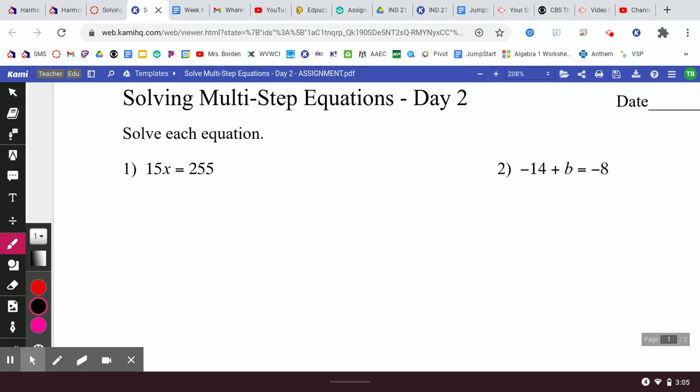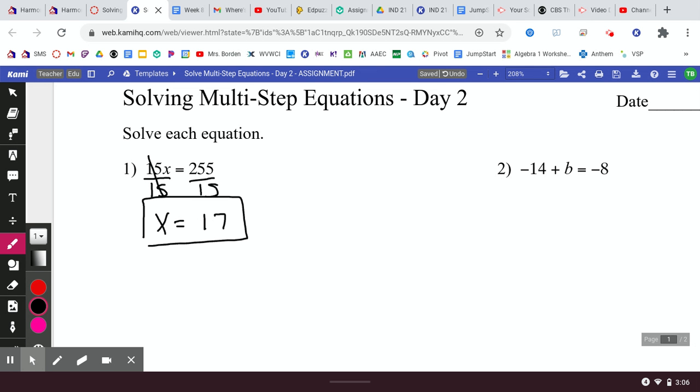All right, so for number one, we've got 15x equals 255. We want to get x by itself. It's currently attached to a 15 with multiplication, so you always do the opposite to break it loose. And so 15 divided by 15 reduces to 1. And of course, whatever you do to one side, you always do to the other. So when we divide 255 by 15, we get x equals 17. And so that's the answer there, x equals 17.